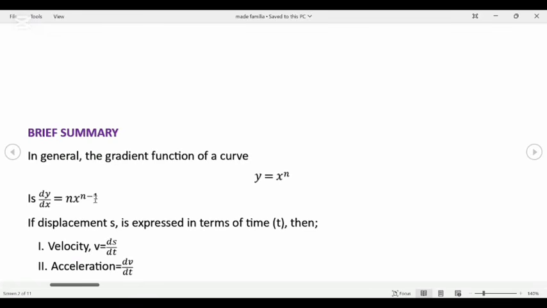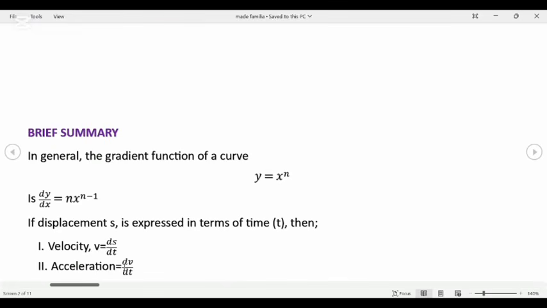We have some few summaries also. If displacement s is expressed in terms of t, then velocity is equals to ds over dt. We are going to differentiate the displacement with respect to time. If you are going to find acceleration, we are going to differentiate velocity with respect to time.